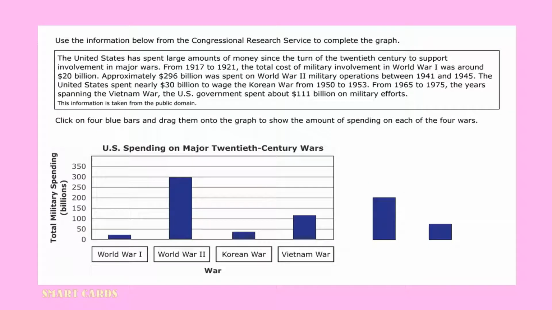This task is pretty straightforward. The shortest bar will represent the $20 billion spent on World War I. The tallest bar would represent the nearly $300 billion spent on World War II. After that, we have the $30 billion that represents the military operations in the Korean War. And then we have the second tallest bar to represent the nearly $111 billion on the Vietnam War.